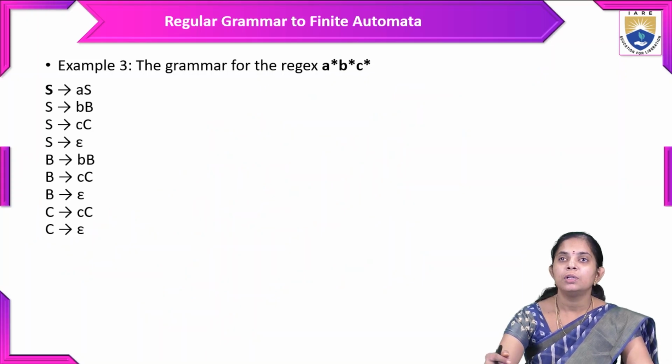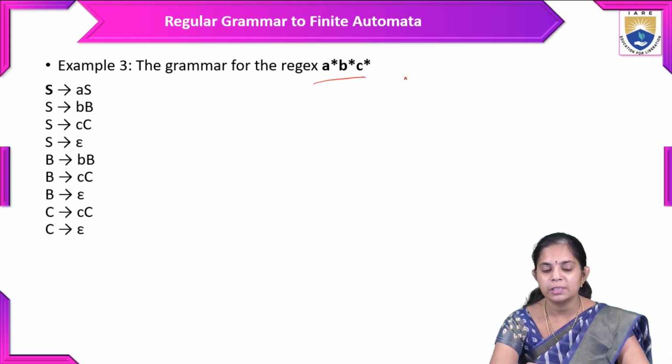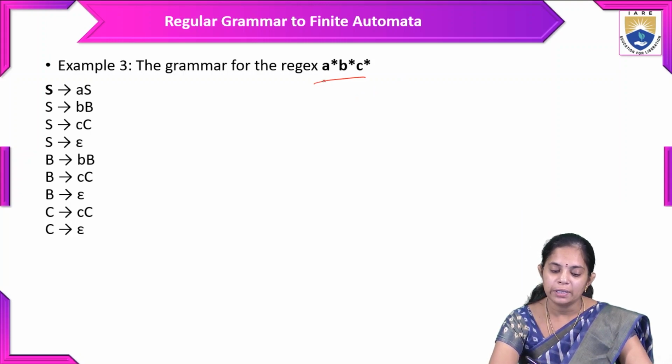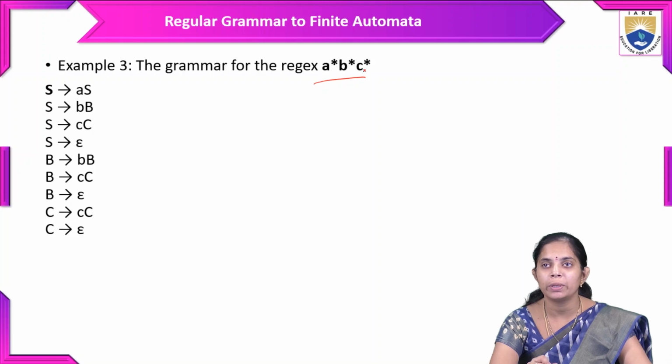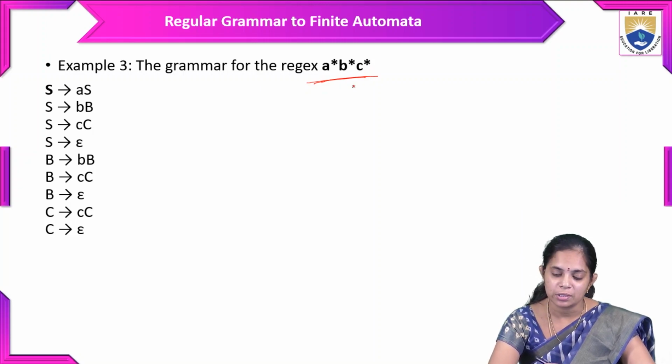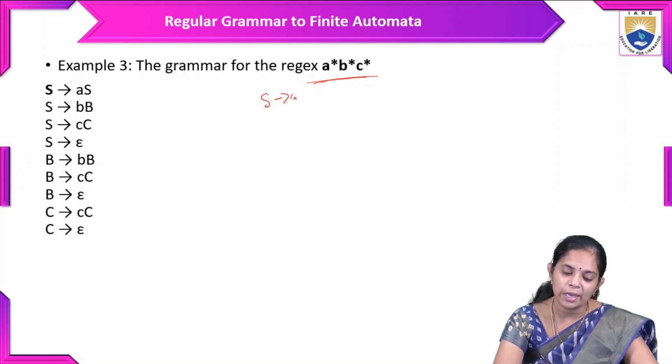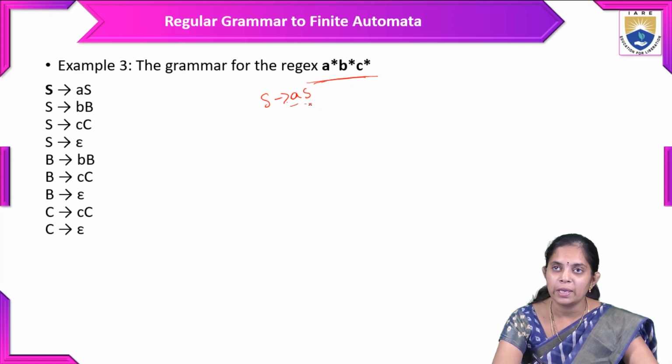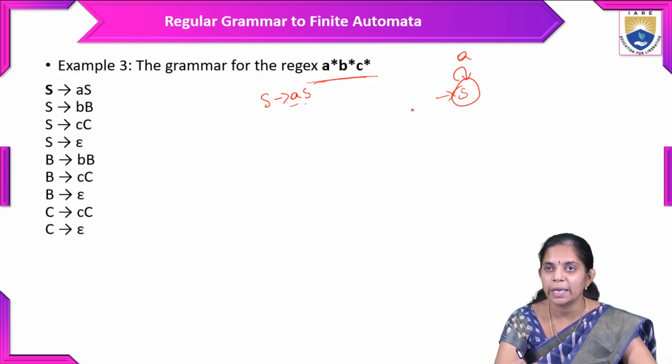And next example, we will take the regular expression A star, B star, C star. Here it has either multiple A's, or multiple B's, or A's followed by B's, or B's followed by C's. We need to write this regular expression into a regular grammar first. So S tends to AS, which says A multiple times, S. When we give A as an input, A is repeated.